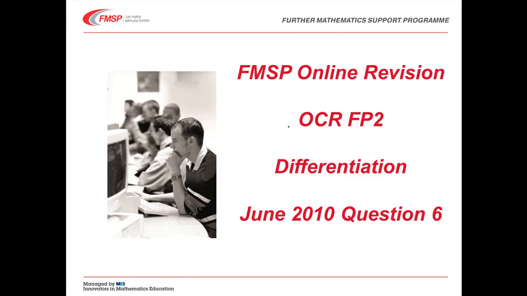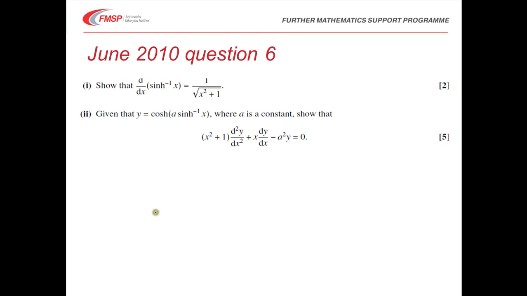This session is for OCR FP2, topic is differentiation, and we're looking at question 6 from June 2010. Part 1 says that we've got to show that the derivative of the inverse sine of x is equal to 1 over the square root of x squared plus 1. And in part 2, given that y equals cosh of a inverse sine of x, where a is a constant, show that x squared plus 1 lots of d2y by dx squared plus x dy by dx minus a squared y is equal to 0.